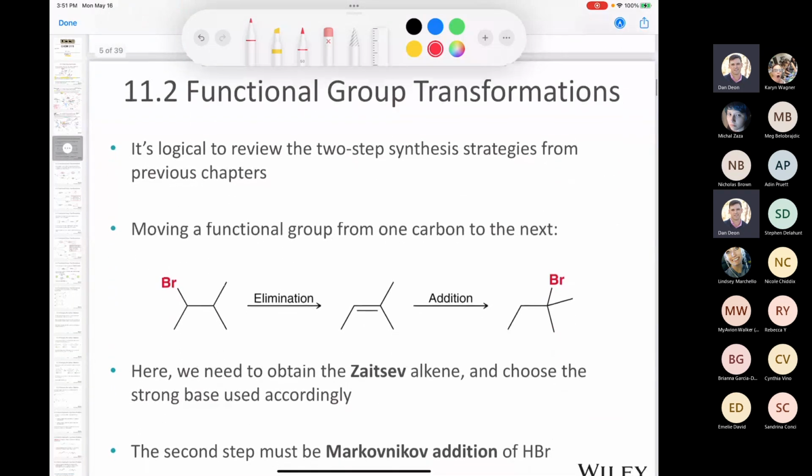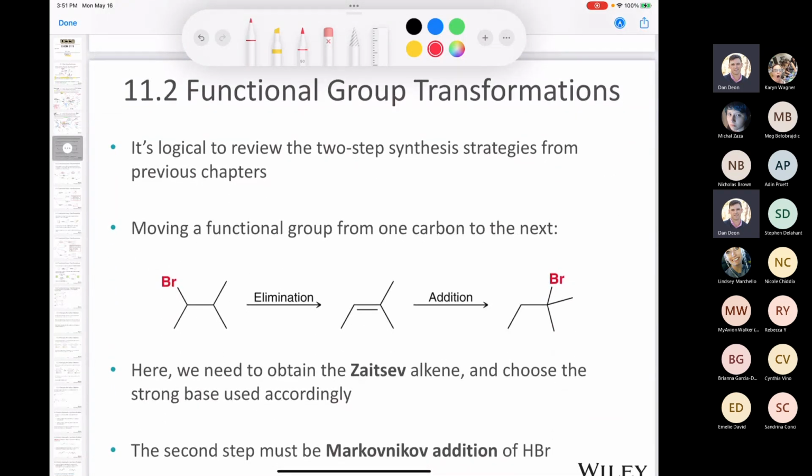All right, well, let's move on to section 11.2, functional group transformations. How do we move functional groups around? You know, something that you want to review in this class is functional groups. We don't look at that many functional groups in organic chemistry 1, really. I mean, we do some, but things like esters and carboxylic acids don't come up a ton in that class. And so you want to make sure that you review your functional groups before Organic Chemistry 2 really kicks into high gear. But it says here it's logical to review two-step synthesis strategies because they can enable you to move a functional group from one carbon to the next.